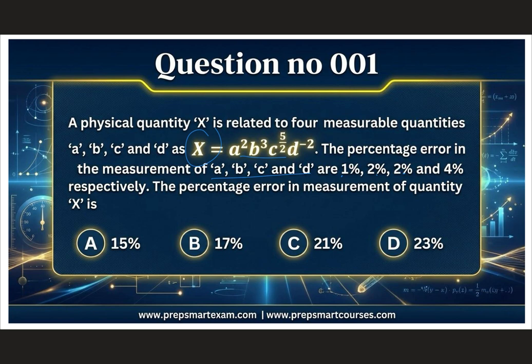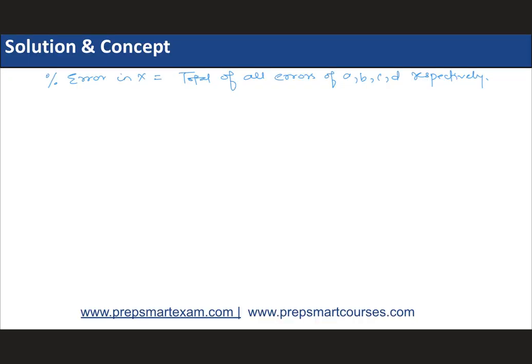Now, keep in mind one thing. In Units and Measurements, what you should know is that units should be thorough, SI units and all. Then you should be very thorough with this error measurement. This is a very highly repetitive question, so we'll just focus on this concept here. The percentage error in x is given by the total of all errors of a, b, c and d individually. Individually we have to calculate the error.